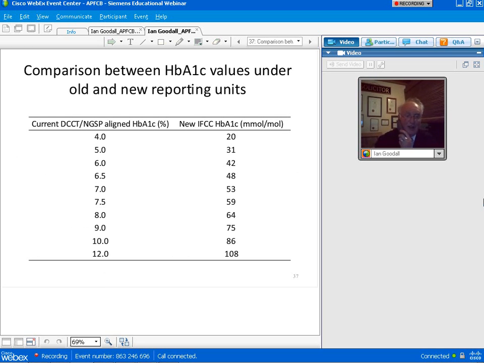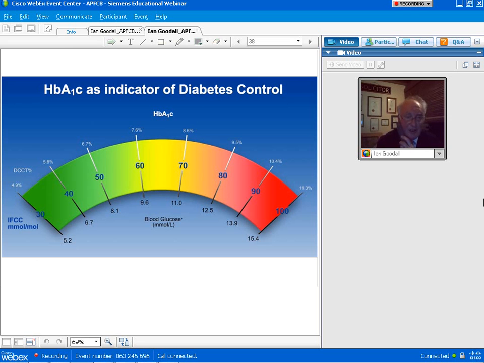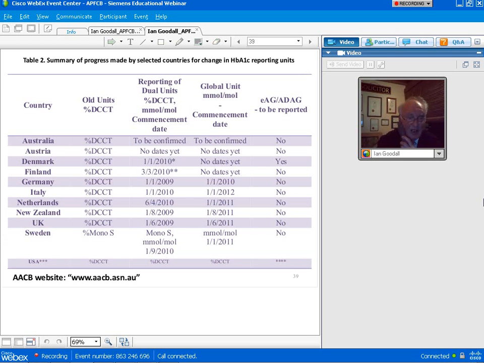So this is the Australian website. It's very difficult really to keep up to date with just what's going on around the world because the IFCC working group is not there anymore. But most of the countries that have made decisions, the decisions have really been to go from the old units, which is very largely DCCT, or mono-S in Sweden, and in the USA, DCCT, and there have been various different dates and periods, and I'll just run through those individually.